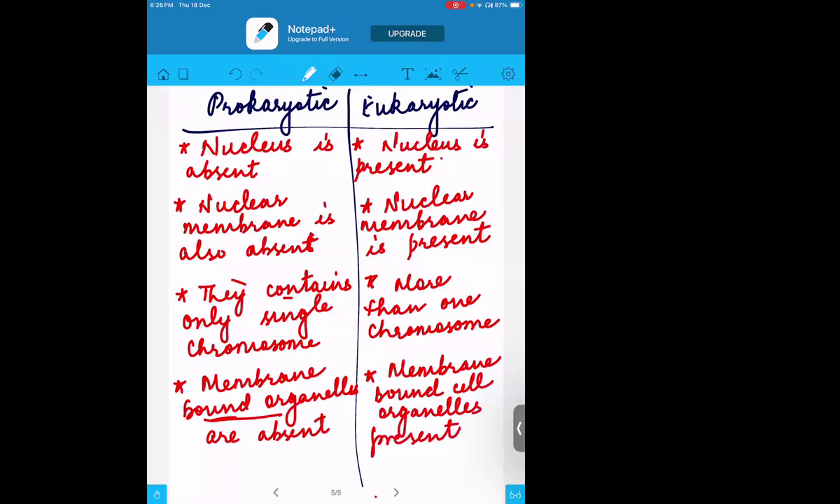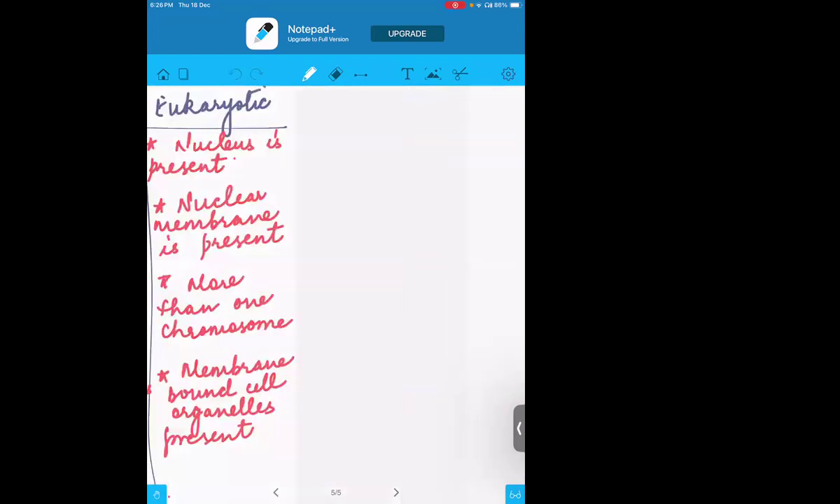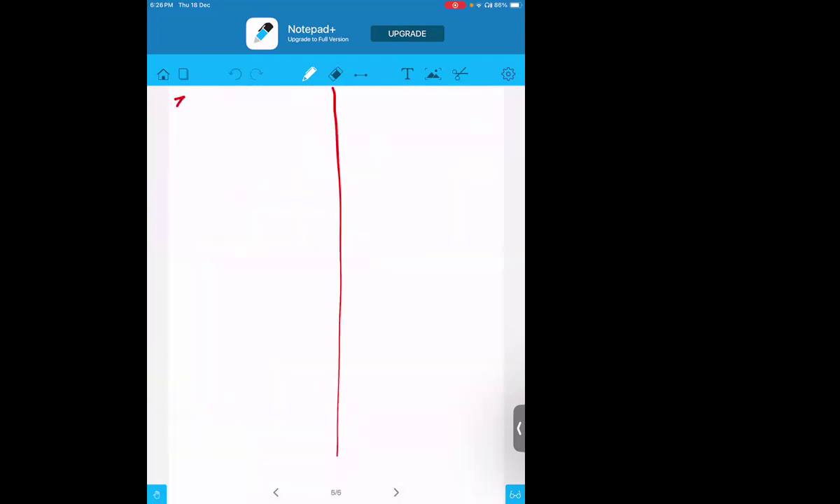So these are the 4 points. Still, we should write 2 more points. Let me complete those points and then I'll come back again to this page.